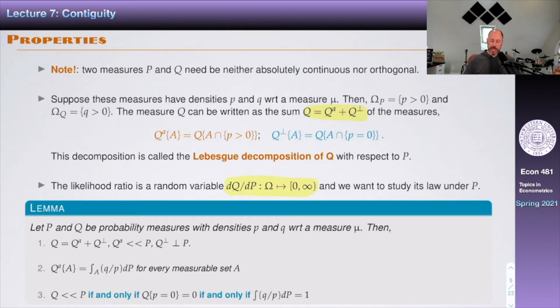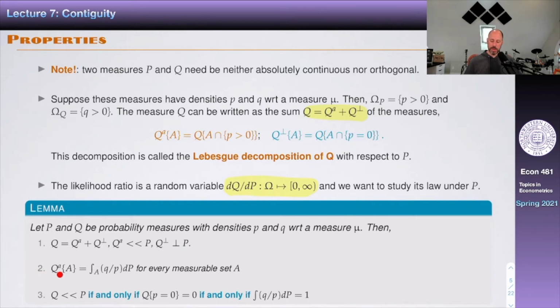This lemma says essentially three alternative ways to define absolute continuity. So let P and Q be probability measures with densities p and q with respect to a dominating measure mu. Then Q can be partitioned into Q_a and Q orthogonal, where Q_a is absolutely continuous with respect to P and Q orthogonal is orthogonal to P. This is the Lebesgue decomposition.